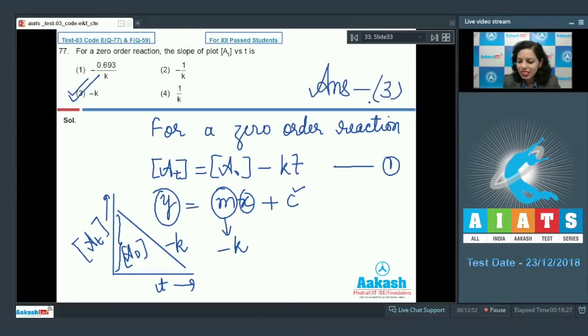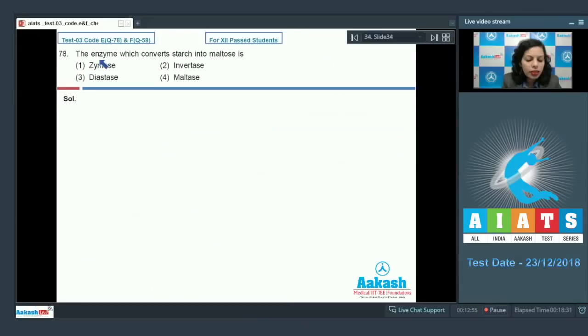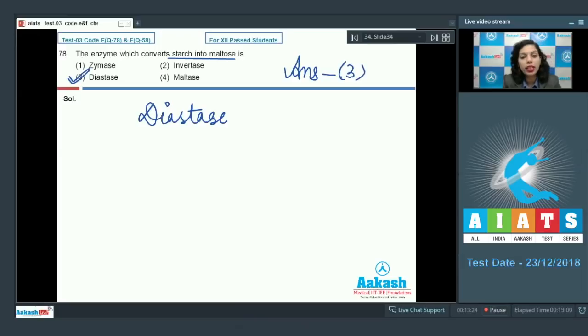Now, after this, let's take question number 78. The enzyme which converts starch into maltose. Basically, this is the biochemical reaction. The starch is there, it is getting changed into maltose, another sugar, the simpler one. And in this case, the enzyme that we use is diastase. So what's the enzyme? That is diastase. And that's why this is the correct answer also. Answer is again option 3.